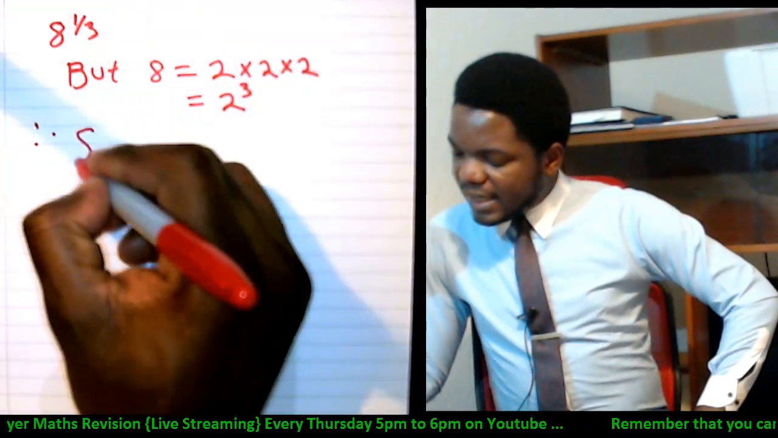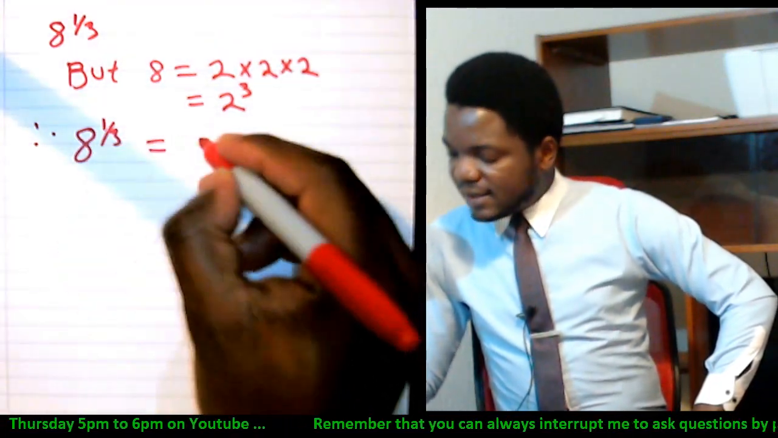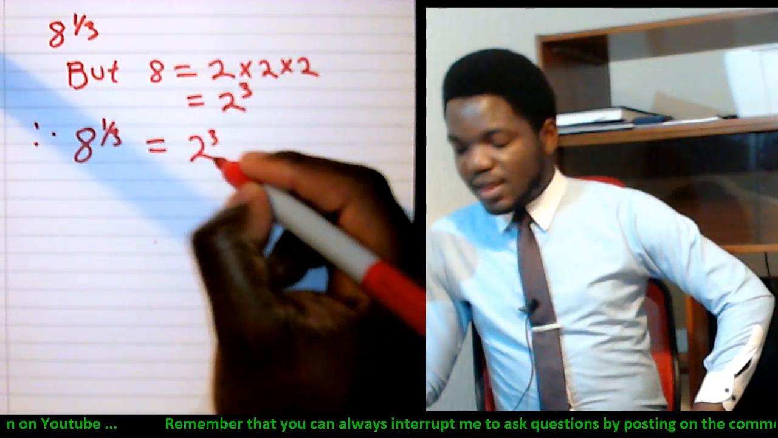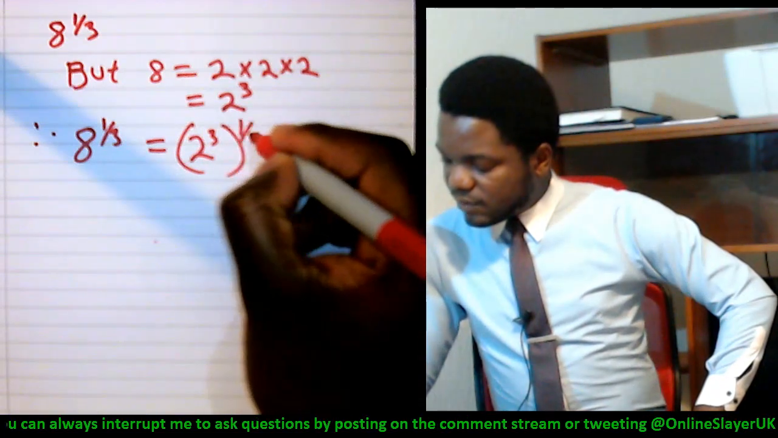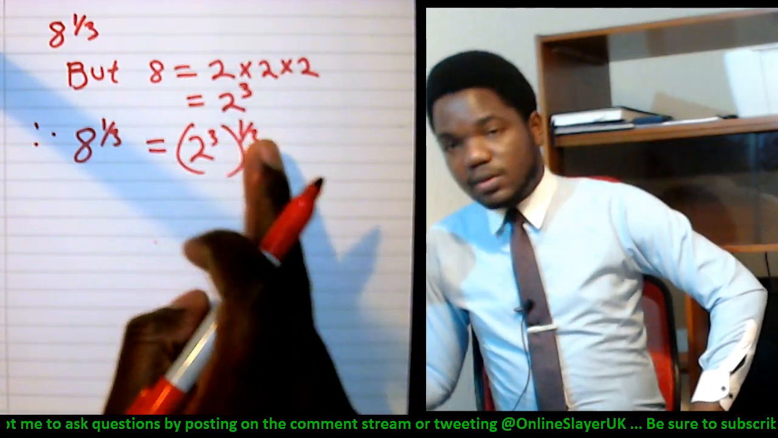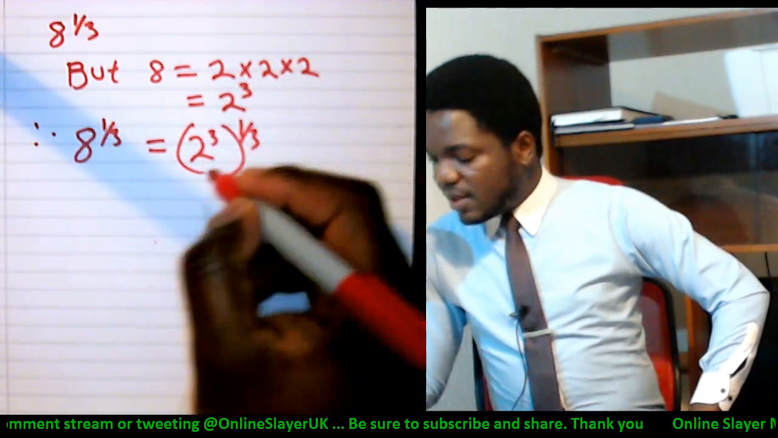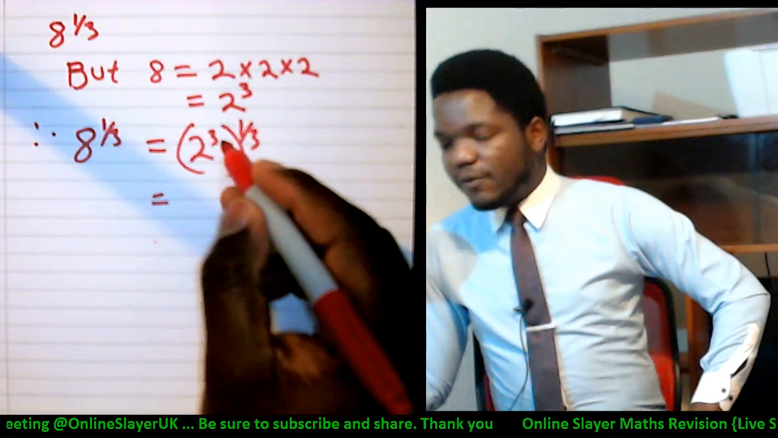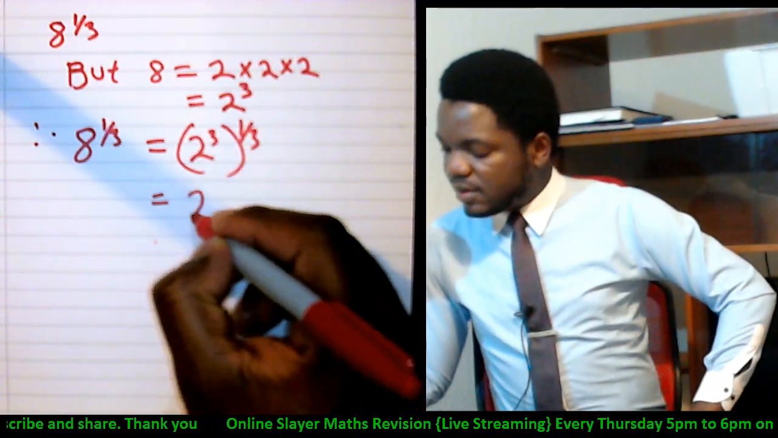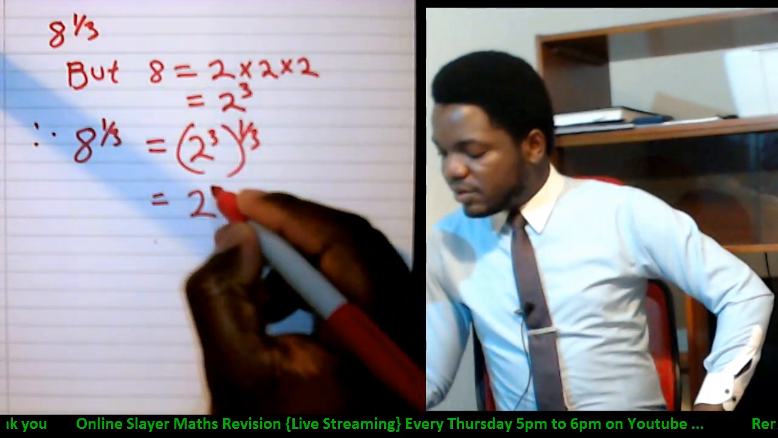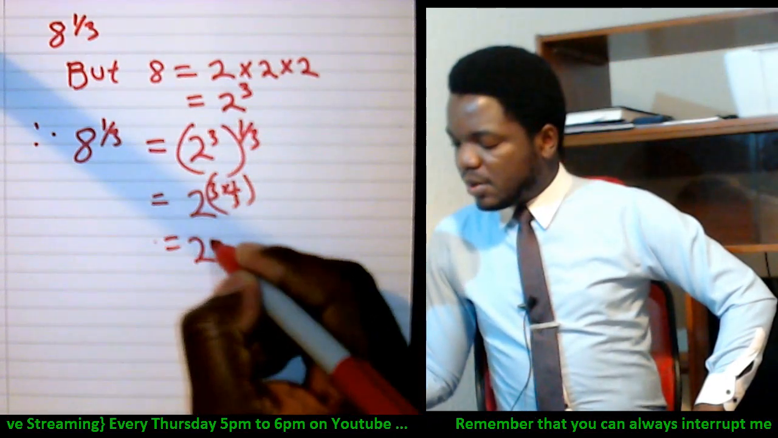Therefore, 8 to the power 1 over 3 will be equal to, now I'm going to write 8 as 2 to the power 3, and I'm going to put back this 1 over 3 outside. This is still the same thing as 8 to the power 1 over 3. But now you have 2 to the power 3 to the power 1 over 3. And there is a rule that says that when you've got the power of something that is already a powered number, it's going to be the product of their powers. So 2 to the power 3 times 1 over 3 as the new power, which means 2 to the power 1, which is 2.